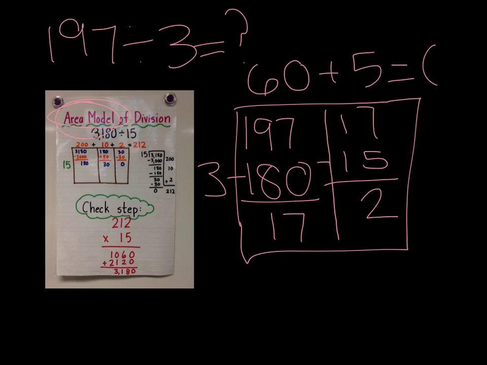Now we all know that 3 can't go into 2. So you're going to have a remainder of 2 just like the last one. So your answer is 65 remainder 2, or remainder 2/3.